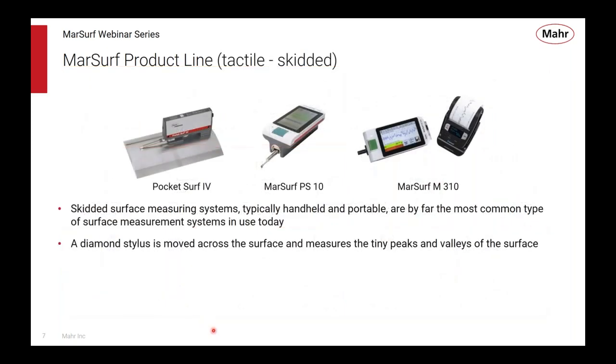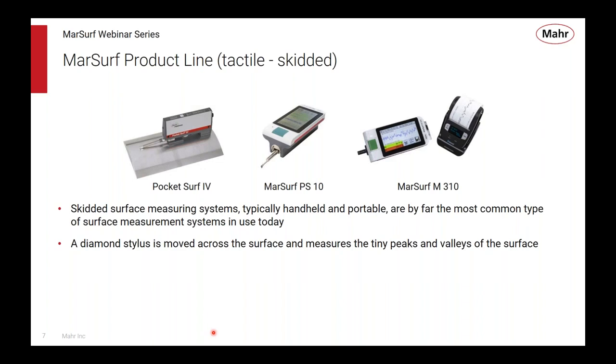So I'll start with by far the most common types of instruments that people use today. These are the skidded, we'll come back to that in a minute, what skidded means, handheld, portable surface measuring instruments. These are the kind that we sell hundreds of for every 1 or 10 of the others. They typically cost something on the order of a couple $1,000s. You can carry them around in one hand.